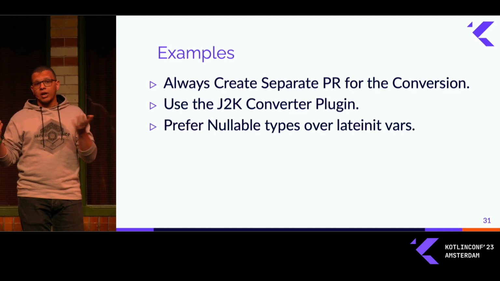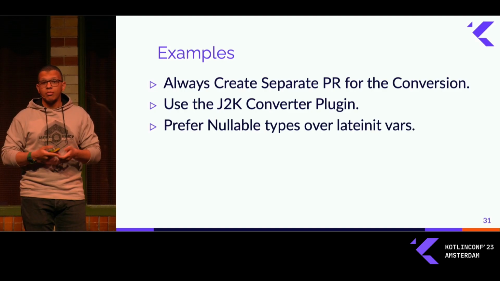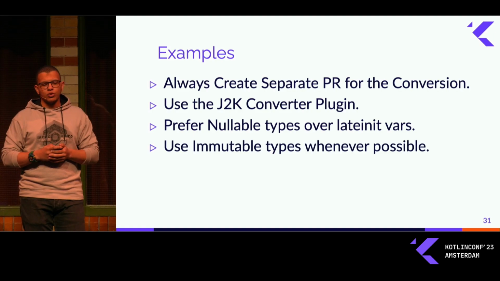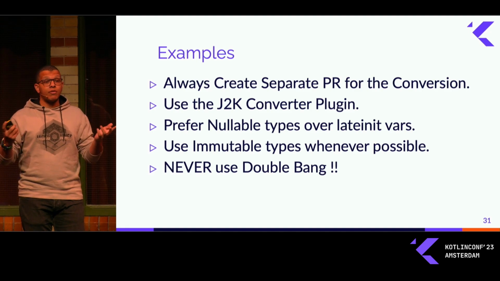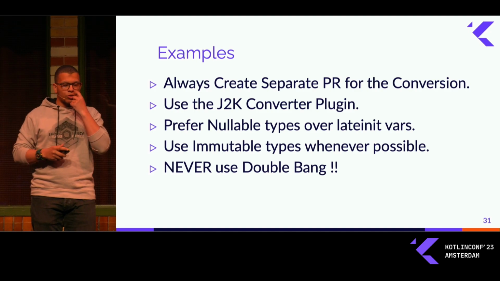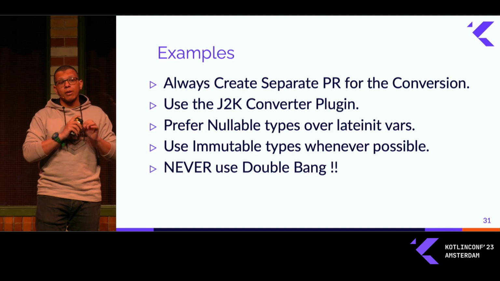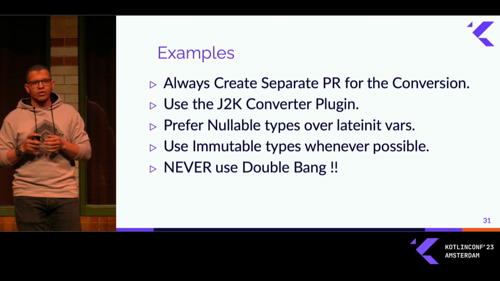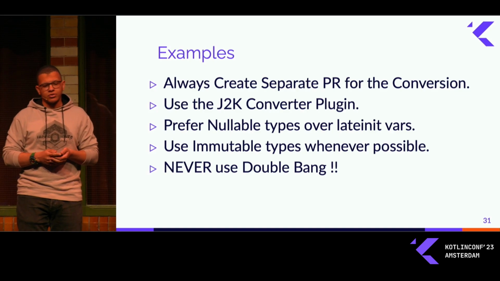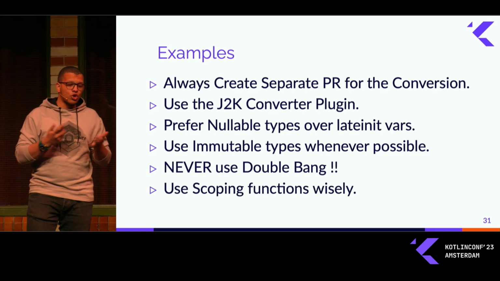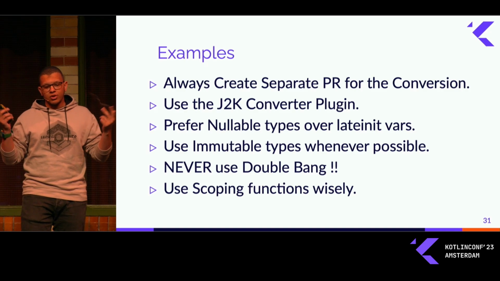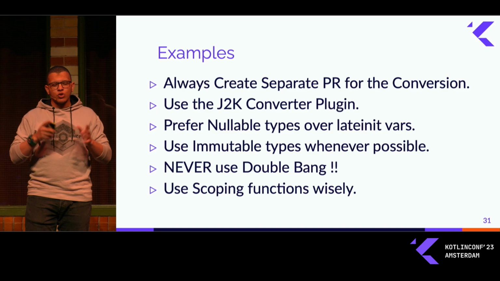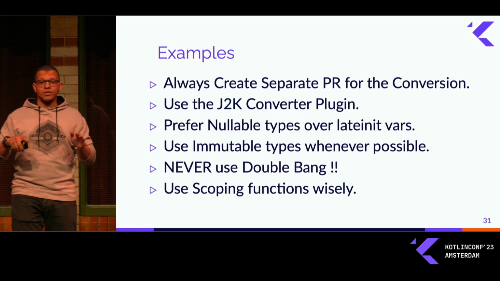Always prefer nullable types over lateinit vars. This is a rule. Maybe it doesn't apply to your team, of course. Use immutable types whenever possible. Never use double bang. For example, I have a friend who told me that in his code base, they don't use double bang at all, right? So whenever there is something nullable, we have to deal with it, okay? This is a rule. Maybe you can apply it in your team also. Use scoping functions wisely. This is a controversial topic, so it is also up to you how to use scoping functions. These things are team preferences, right?